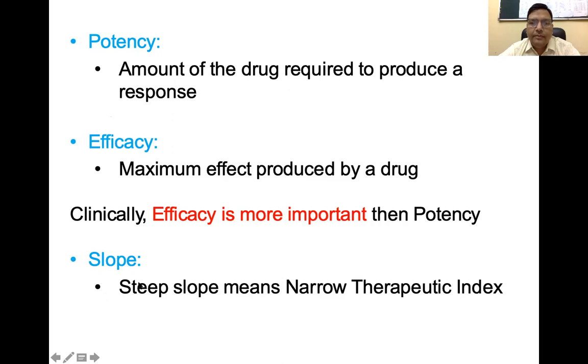And from the slope, we can get an inference whether the drug is having a narrow therapeutic index or a wide therapeutic index. When the slope is more steep, that means with a small increase in the dose, more of the response is going to increase or side effects can happen. So that drug will be having a narrow therapeutic index. And the more slanted the curve is, the wider the therapeutic index is, that means the safer the drug is.